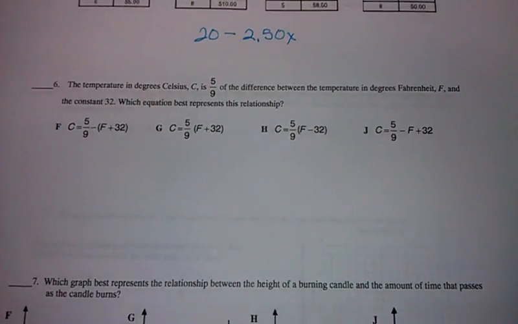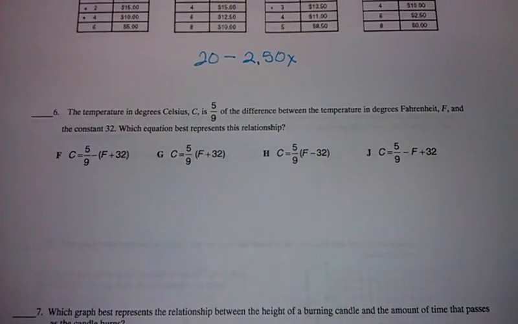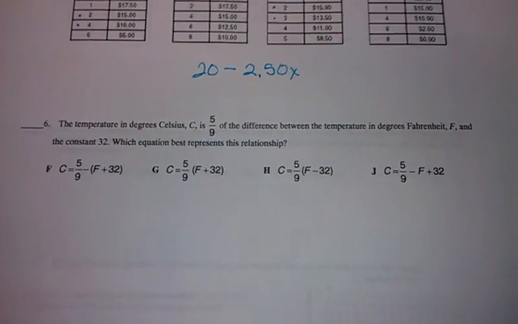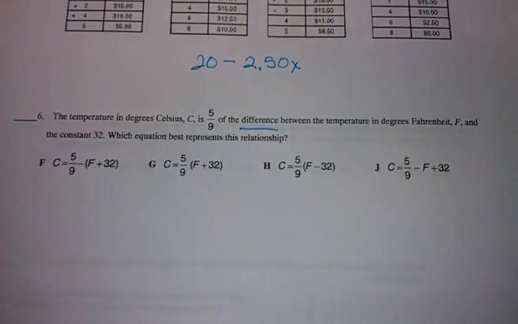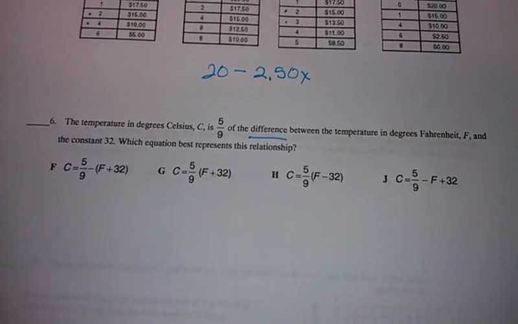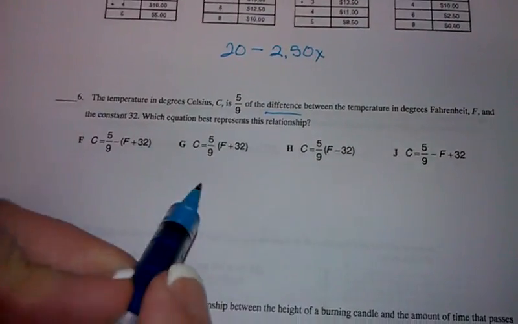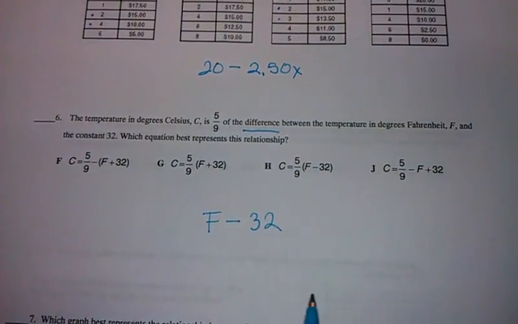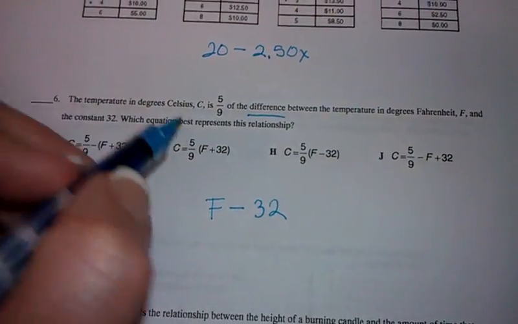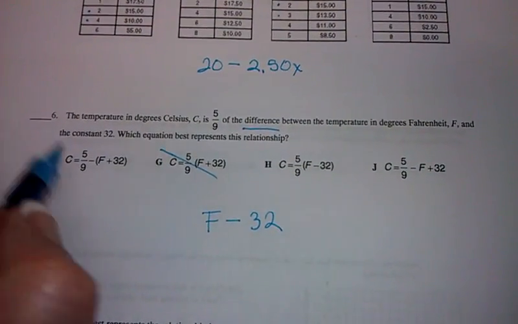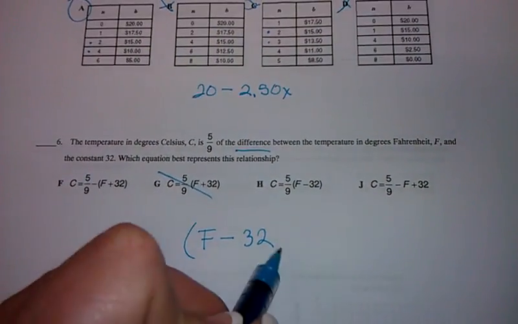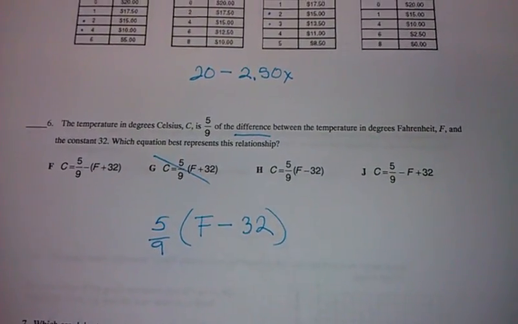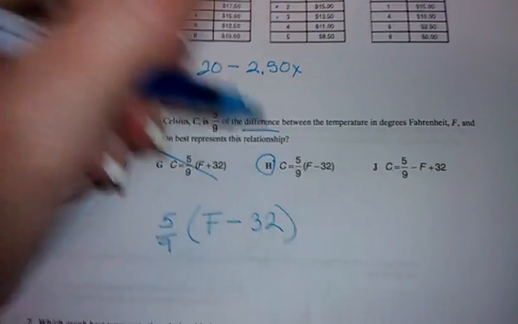The next one says the temperature in degrees Celsius is 5/9 the difference, and difference means subtraction, in the Fahrenheit and the constant 32. So you've got the difference between the Fahrenheit and the constant 32. It's not this. I've still got some minuses going on. Well, it's 5/9 right here, 5/9 times that quantity. Your answer is H.